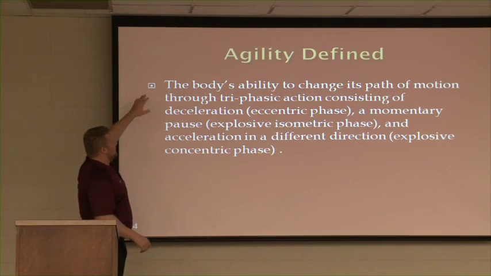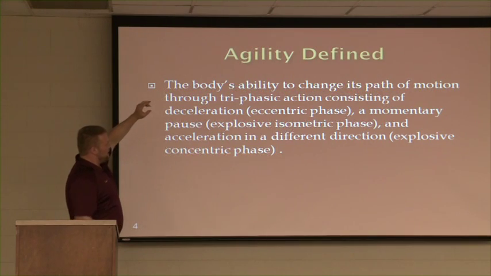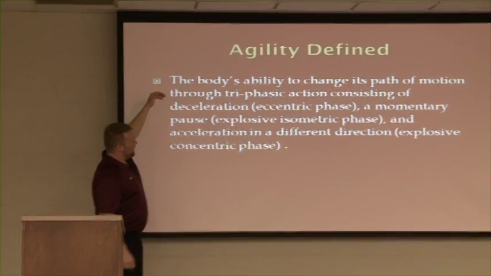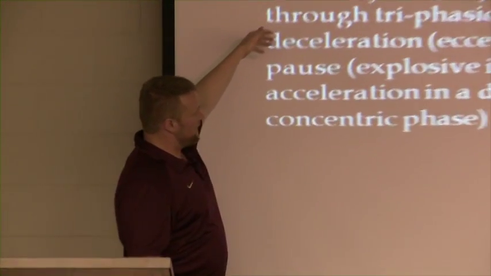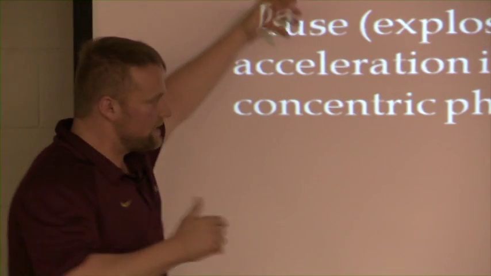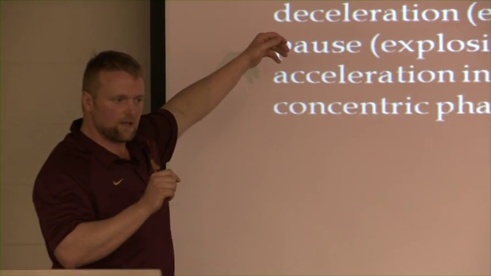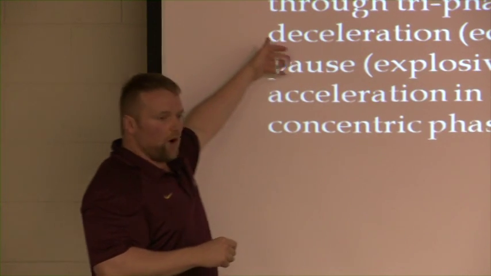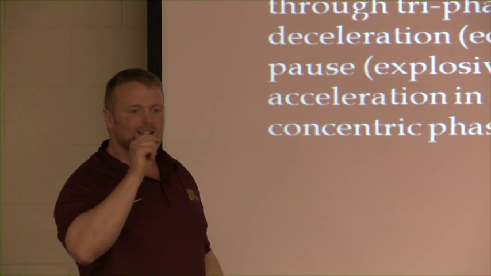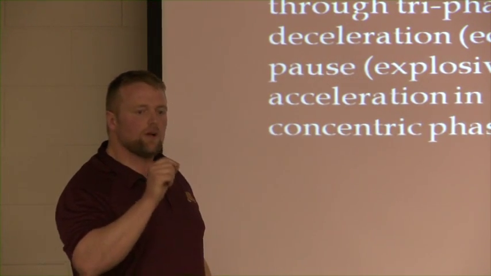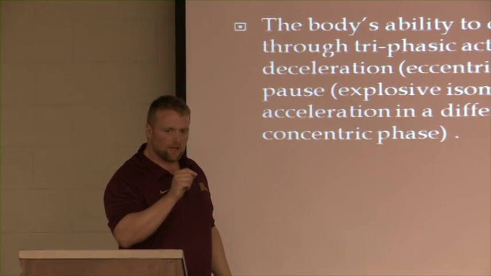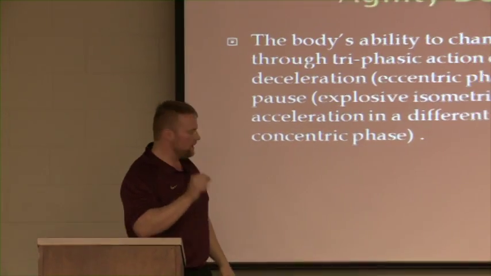Okay, really quick, the body's ability to change direction, its path of motion through a triphasic action. You have to keep this in mind. Consisting of deceleration, which is the eccentric phase. In all human movements, there's an eccentric phase if it's dynamic. So a squat down and a squat up, it's dynamic. A momentary pause. Even if the human body's not stopped, the muscle action, if the joint changes directions, the muscle has to stop at one given time. Keep that in mind, okay?